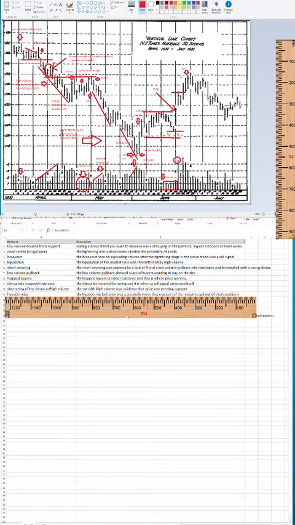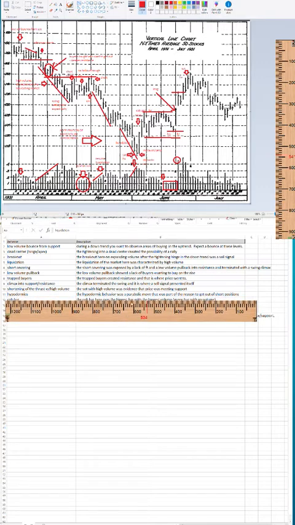Hypodermics. The hypodermic behavior was a parabolic move that was part of the reason to get out of short positions. This move here was hypodermic. This move here wasn't. So whenever you have hypodermics or what they call parabolic movement, be very, very concerned.